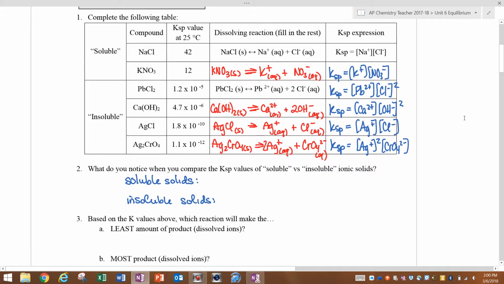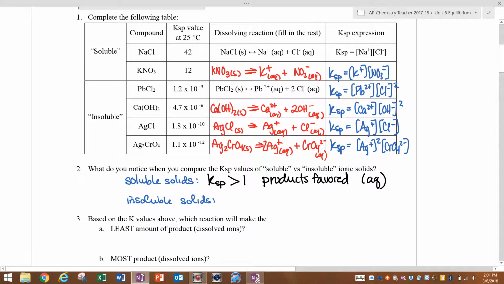And if we look at this table here, the top two compounds are compounds we typically describe as being soluble in water, and the bottom four compounds are typically ones we describe as being insoluble in water. And if you look at the K values here, what I want you to notice is that the soluble solids have KSP values that are greater than 1. And if we think about the meaning of K, if K is greater than 1, that means that it is products favored. So we mainly have products at equilibrium, which means we have mainly aqueous stuff. So it favors the aqueous side. So we don't have much solid left over.